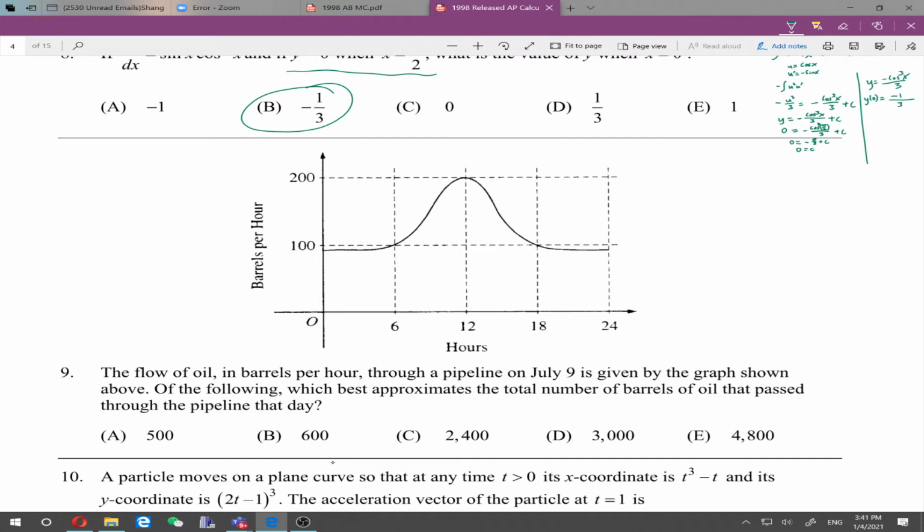Find how many barrels are produced in the hour. I mean, in total. Okay, you're right, but if my graph is in barrels per hour in terms of hours, how do I get from this to barrels? Find the area. Area underneath the curve. Okay, so we're going to integrate.